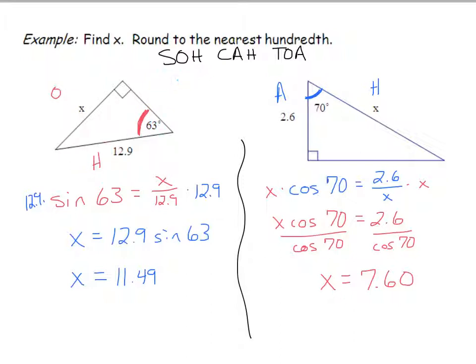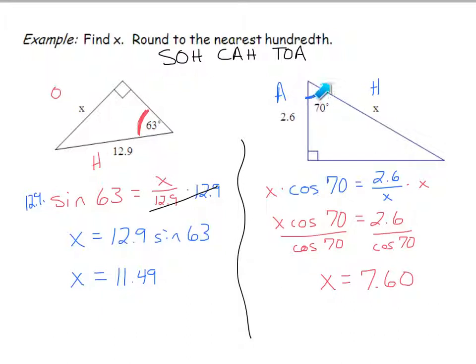So opposite hypotenuse is sine. Sine of the angle is equal to x, that's opposite, divided by my hypotenuse, which is 12.9. I want to get the x by itself, so I'm going to multiply both sides by my denominator, 12.9. When I do that, those are gone, and I'm left with x equaling 12.9 times the sine of 63. Plug in my calculator, I get 11.49.